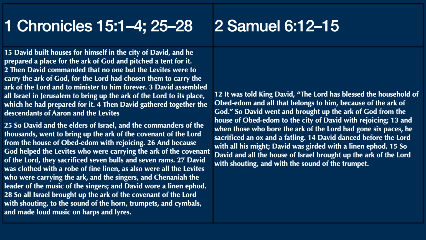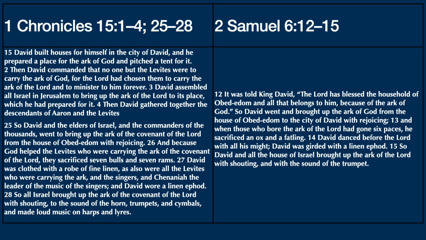David built houses for himself in the city of David, and he prepared a place for the ark of God and pitched a tent for it. Then David commanded that no one but the Levites were to carry the ark of God, for the Lord had chosen them to carry the ark of the Lord and to minister to him forever. David assembled all Israel in Jerusalem to bring up the ark of the Lord to its place, which he had prepared for it. Then David gathered together the descendants of Aaron and the Levites. So David and the elders of Israel and the commanders of the thousands went to bring up the ark of the covenant of the Lord from the house of Obed-Edom with rejoicing.